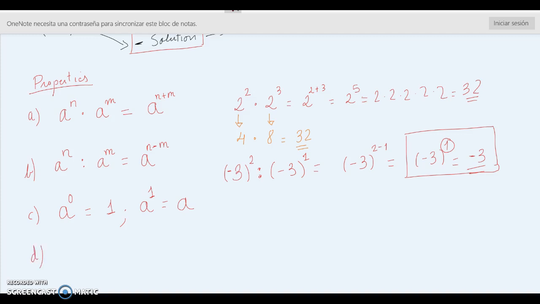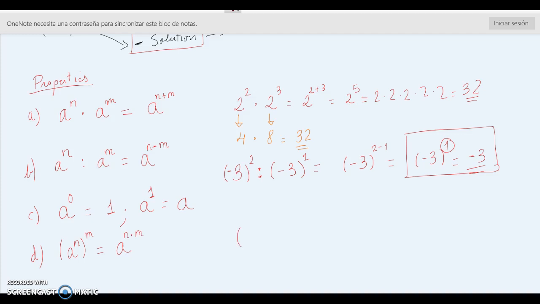Next property, we can have also two powers together. Let me write a to the power of n in brackets and to the power of m. Two exponents together. In this case, this is the same as a to the power of n times m.